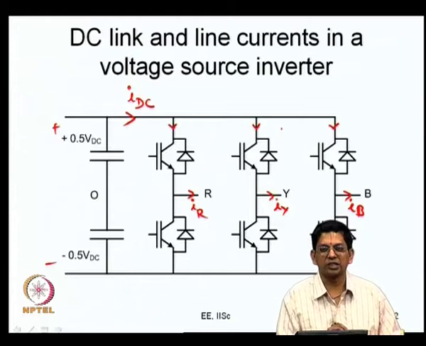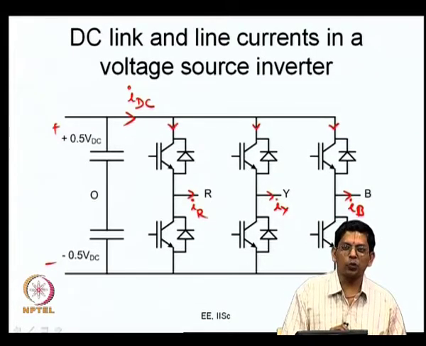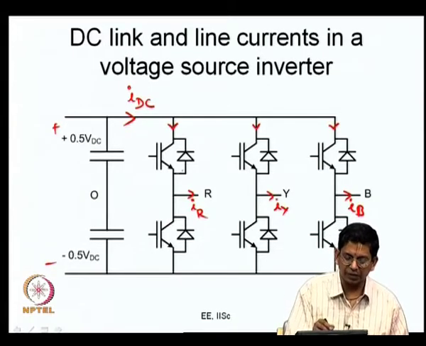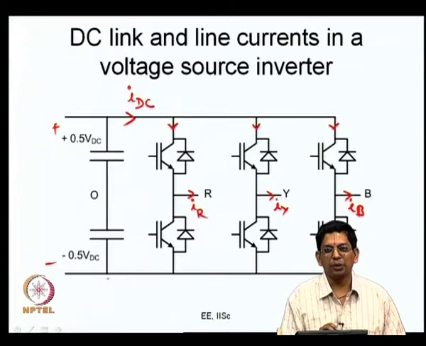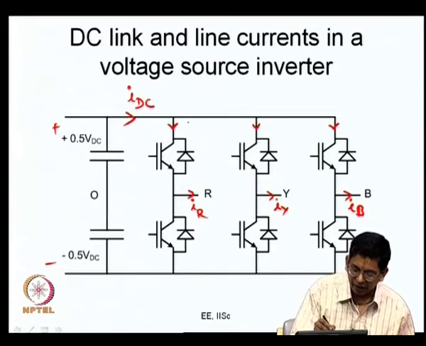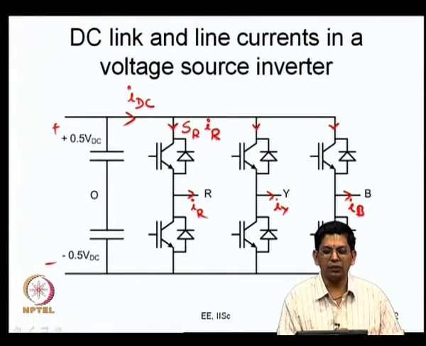Now, the question is what is that current? The current, as I have indicated here, can take 2 different values. One is it can be equal to IR if the top device is conducting, or the current can be equal to 0. So, you can say that the current here is SR times IR. So, when SR is equal to 1, it is IR, when SR is equal to 0, it is 0.